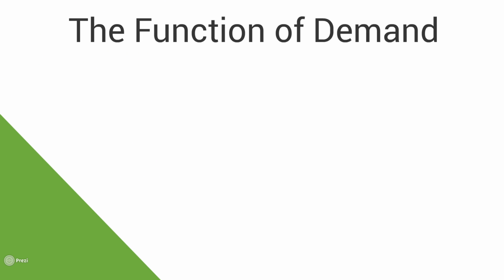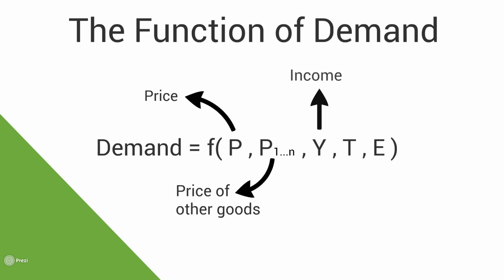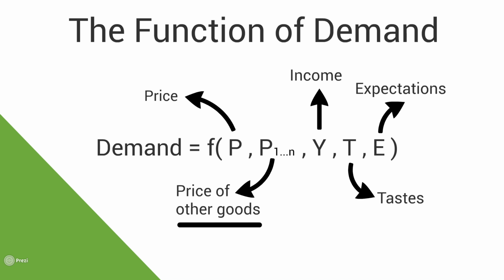Let's first start with refreshing ourselves with the function of demand. Demand is a function of price, the price of other goods, income, taste, and expectations. Today we're going to be focusing on the price of other goods, and this results in a shift of the demand curve. So price is the only one that results in a movement along a demand curve, and all of the other factors cause a shift in the demand curve.